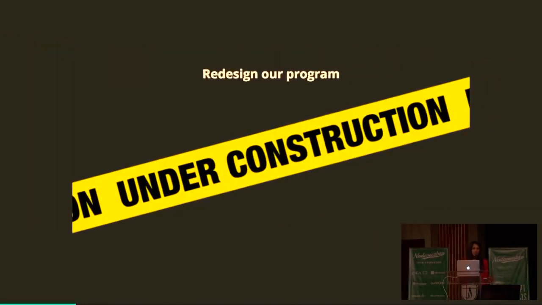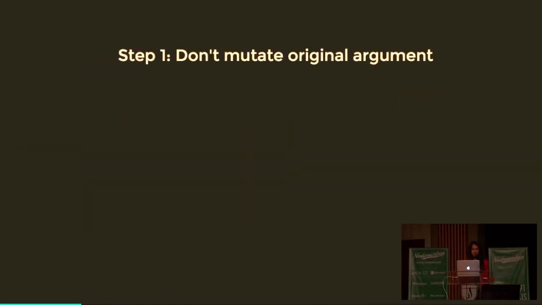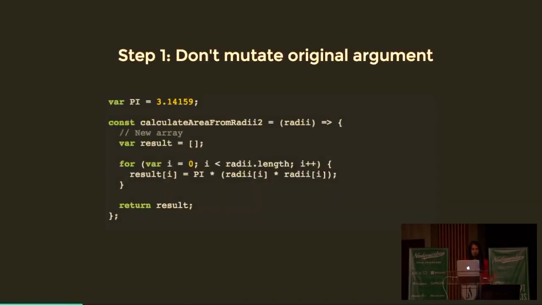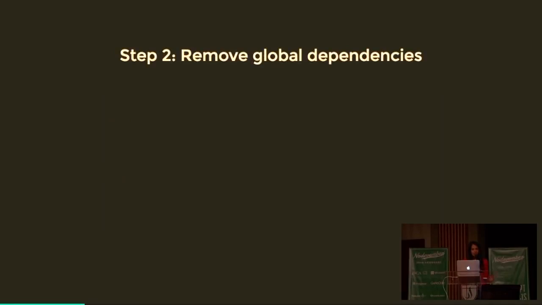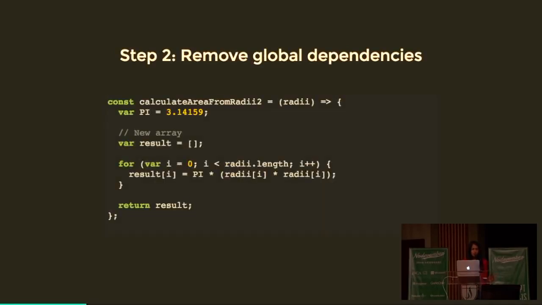OK, so then you, being the good programmer that you are, go back and fix this. Let's redesign our program. Step one, let's not mutate the original array. So what we're going to do instead is create a new array called result, put the areas in that result array, and return it. Another thing we're going to do is remove the global dependencies. The pi was global, so anyone could mutate it. So we move it into our function and put it in the scope of the function so that no one can touch our pi.